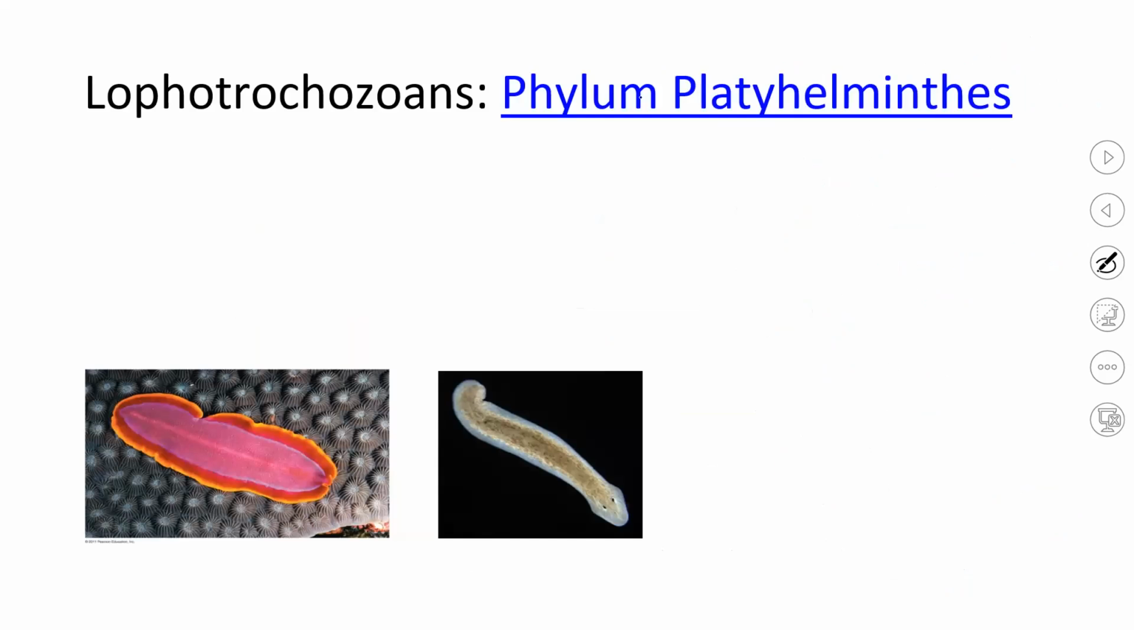Okay, so Lophotrochozoans, we're starting with the phylum Platyhelminthes. So Platyhelminth is Greek. I think I did not write that down. I don't know if it's Greek or Latin. I think it's Greek. Meaning flat worm. These are flat worms.